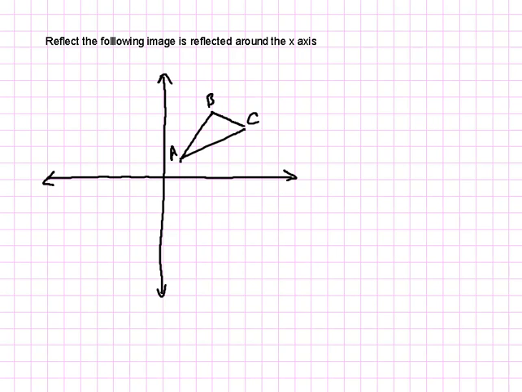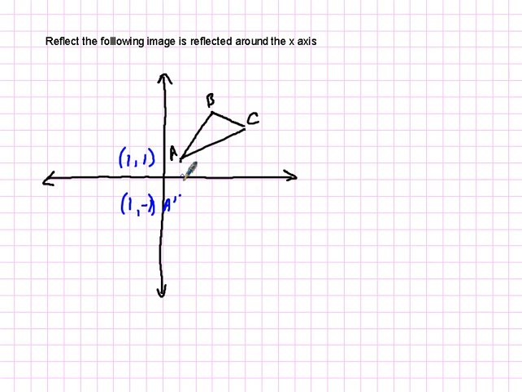First one, pretty straightforward. It says reflect the following image around the x-axis. That means we're going to rotate it down. So this is going to pick up the negative. If this is point (1, 1), A prime is going to be (1, negative 1). So it's just going to be there. Notice it's the same distance away from the x-axis.